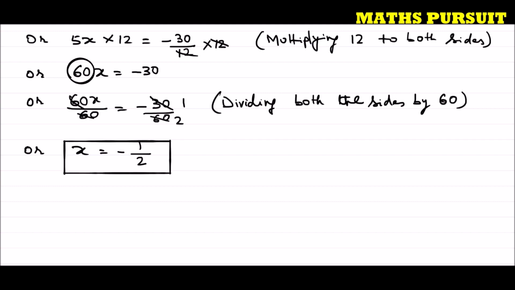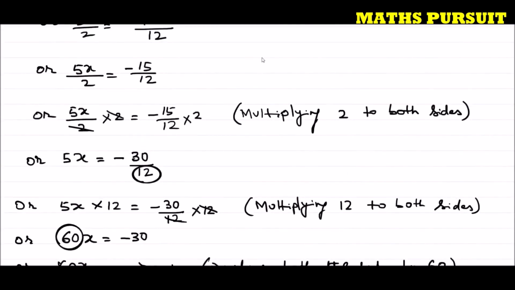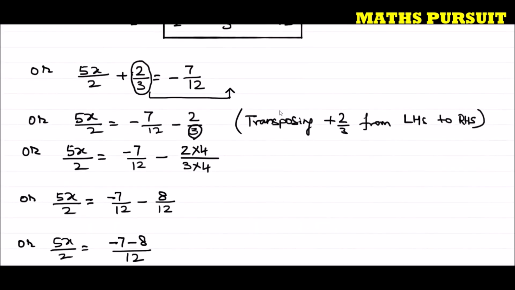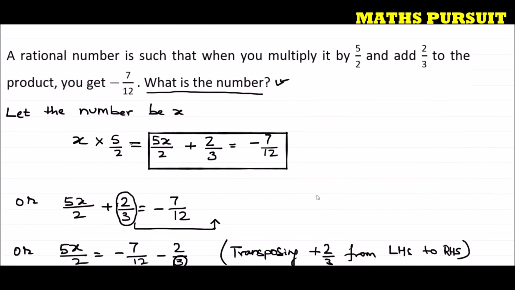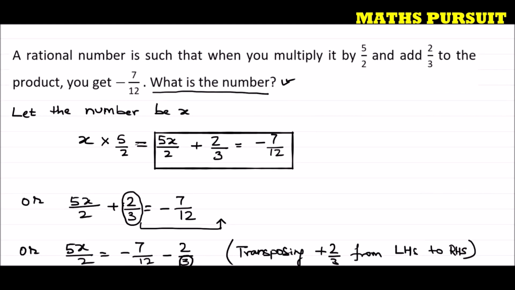Now guys, let us look into the question once again, so that we can write our concluding answer. The question is telling us a rational number is such that when you multiply it by 5 by 2 and add 2 by 3 to the product, you get minus 7 by 12. What is the number? And guys, we have assumed the number to be x.